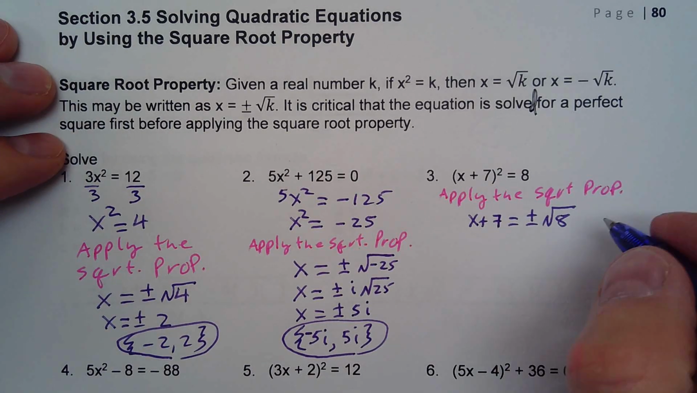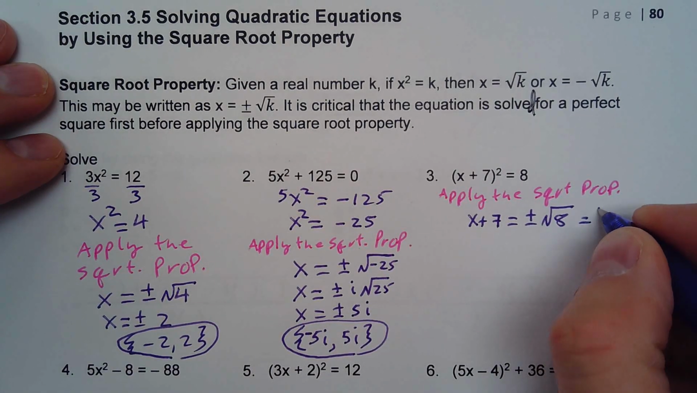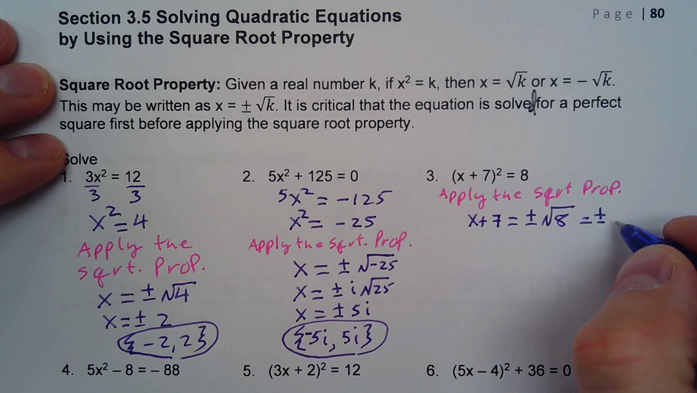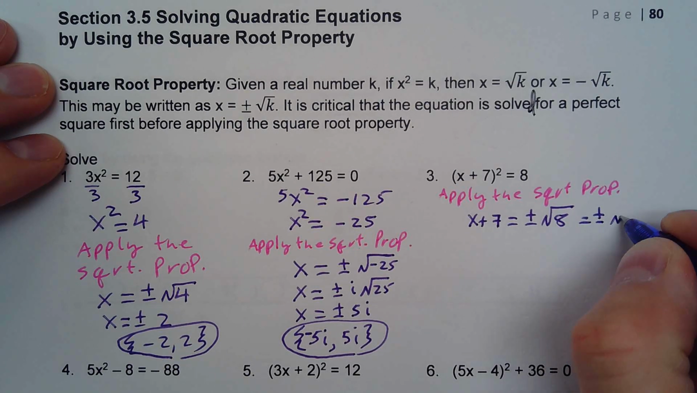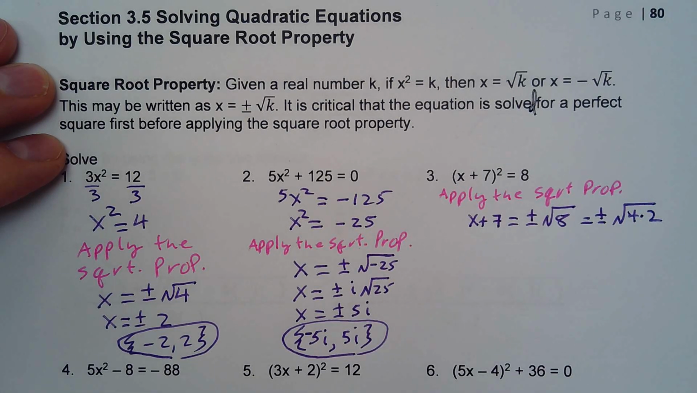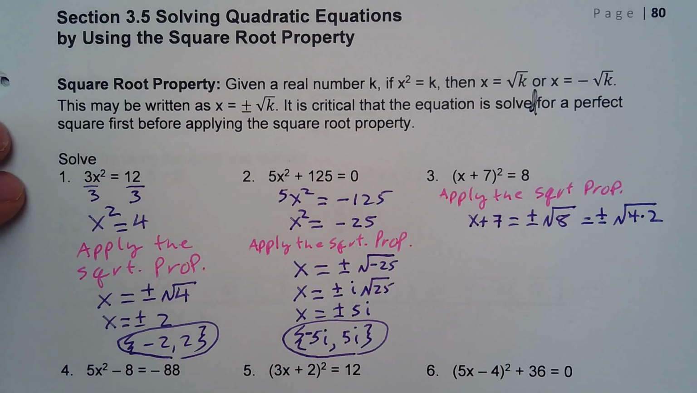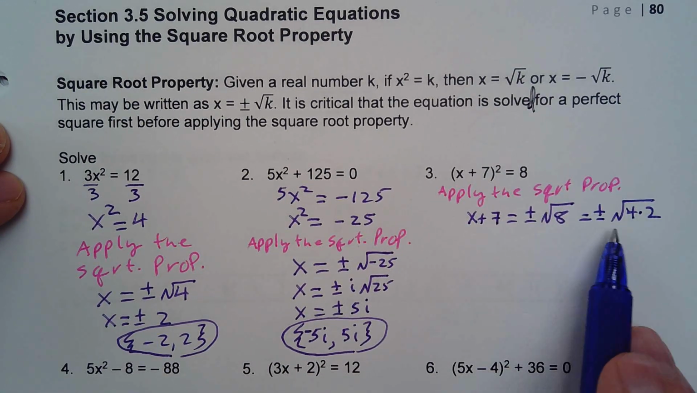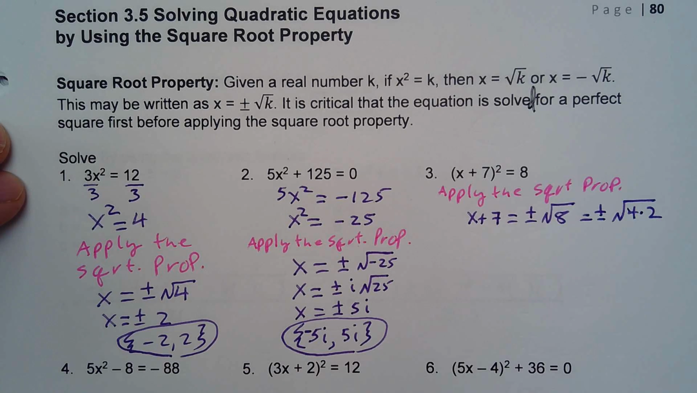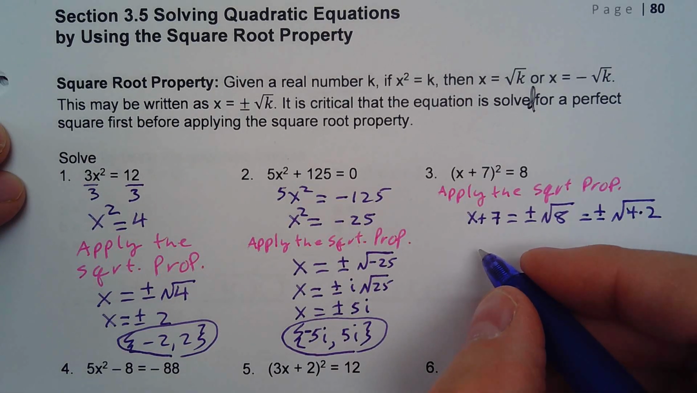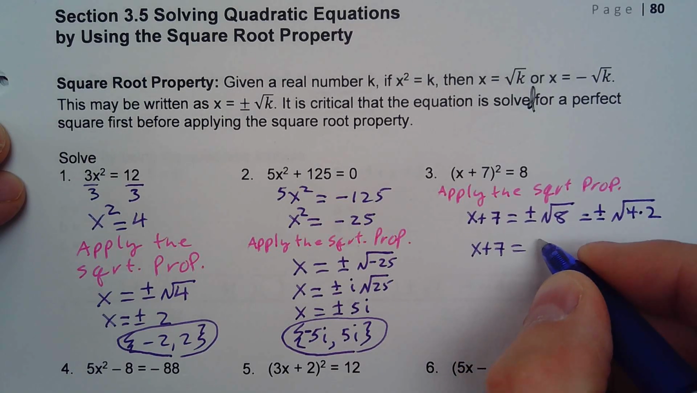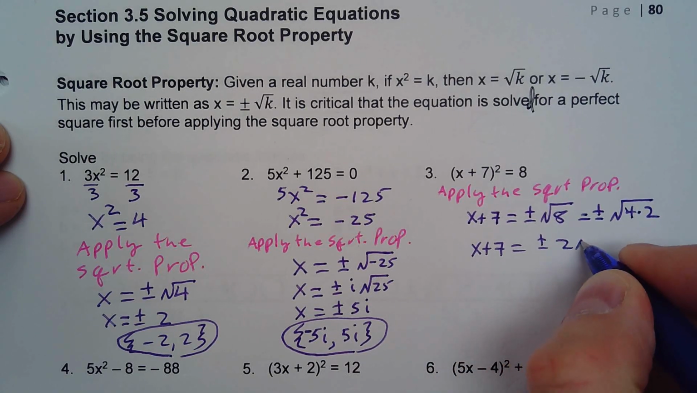And keep in mind the square root of 8, you can do this on your TI-30XS calculator. If not, then you can do it by hand, or I'll show you the way I did in the other video. That's equal to 4 times 2. The square root of 4 is 2. So that gives us x plus 7 equals plus or minus 2 square root of 2.